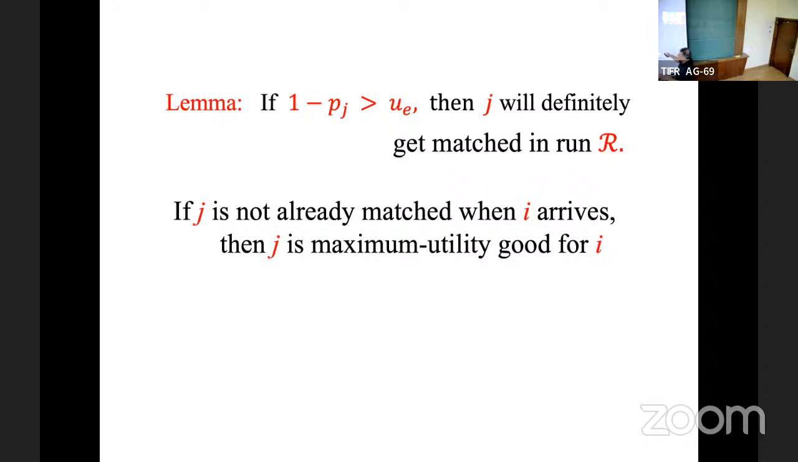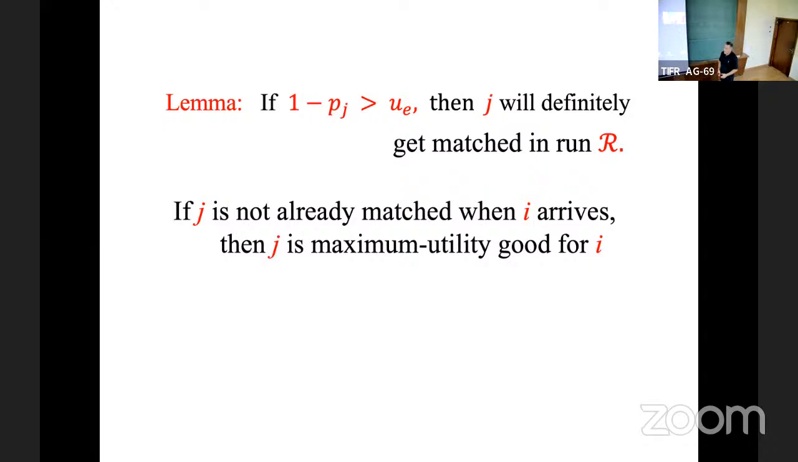J is not already matched when I arrive, then J is the maximum utility good for I. Well, J is the maximum utility good for I in the run Pj, in which J is not even present. But once J is present, we don't know how the matching changes.